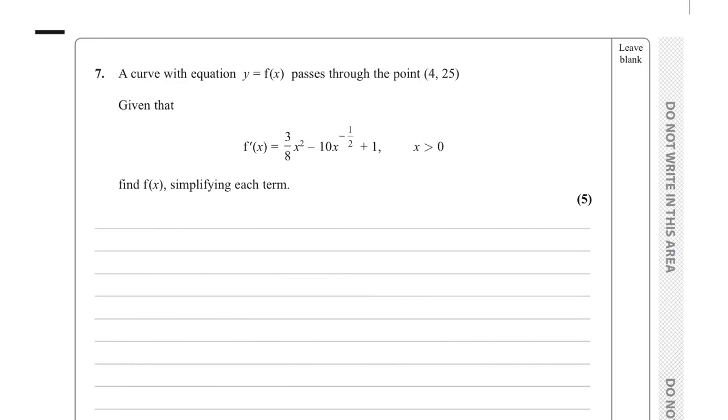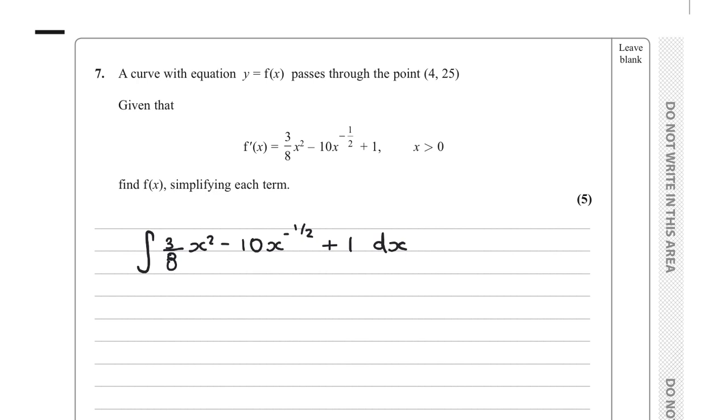Okay, so question 7. A curve with equation y equals f of x passes through the point 4, 25. Given that the differential of x equals this, find f of x. So we know we're going to have to integrate. Now, lucky for us, everything is in index form. So we're going to go straight to integrating 3 over 8 x squared minus 10x to the negative half plus 1 with respect to x.